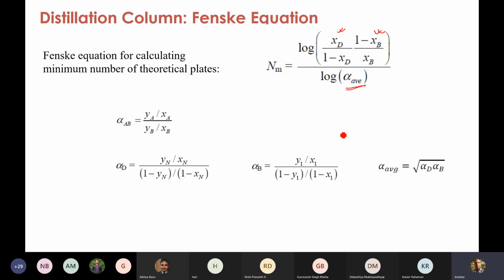So this gives you the minimum number of theoretical trays. Okay.